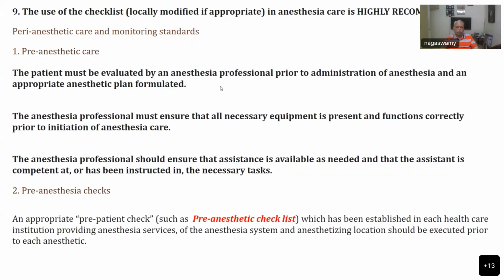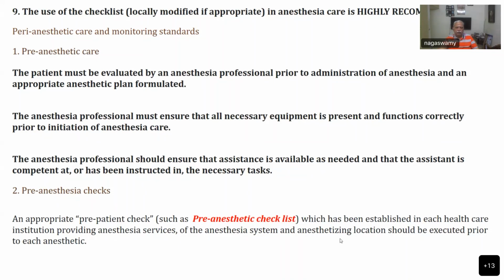So the patient must be evaluated by anesthetic professionals prior to administration of anesthesia, and an appropriate anesthetic plan should be formulated, and the patient should be informed and consent should be obtained, and we must ensure that all necessary equipment is present and functions correctly before we start the case. And anesthesia professionals should ensure that assistance is available when needed, and that the equipment has been properly inspected. And the pre-anesthesia check is a very important checklist to be followed and established in each healthcare institution providing anesthesia services.